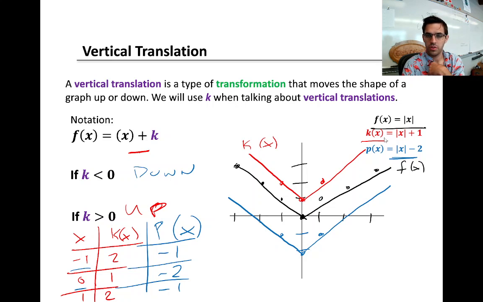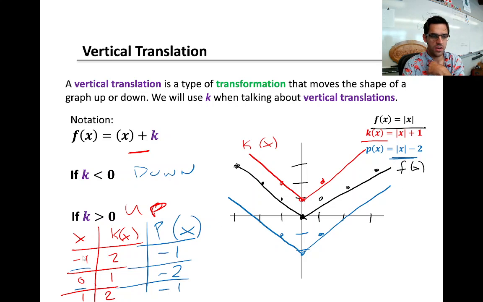0 plus 1 is 1. 1 plus 1 is 2. And so we're creating this v up here. Same shape, just translated up 1 unit. Plus 1, so 1's our key value, going up 1 unit. We can add p of x to this table.